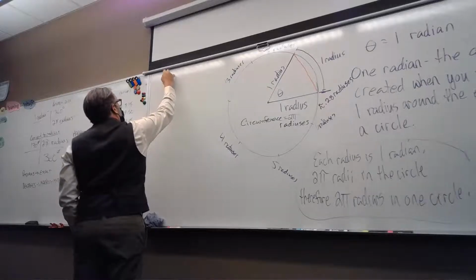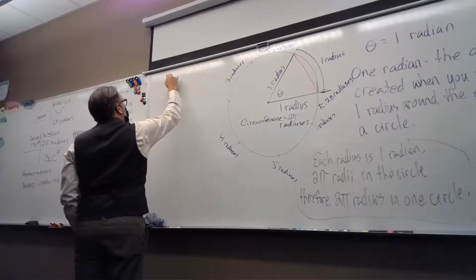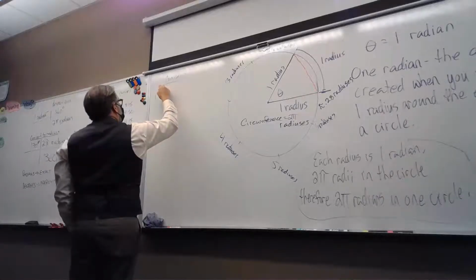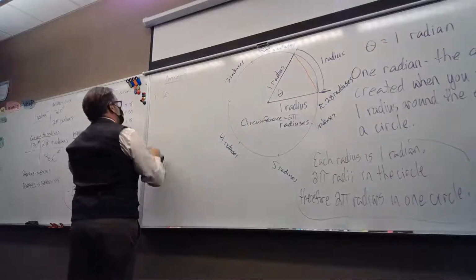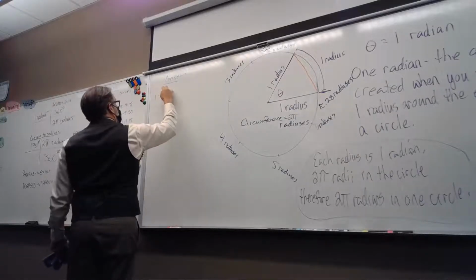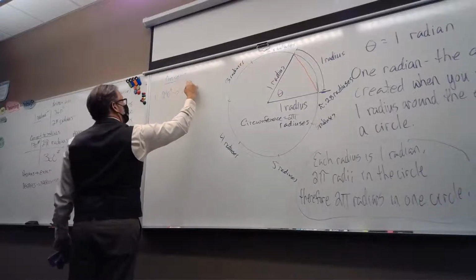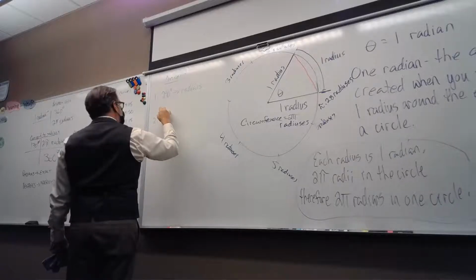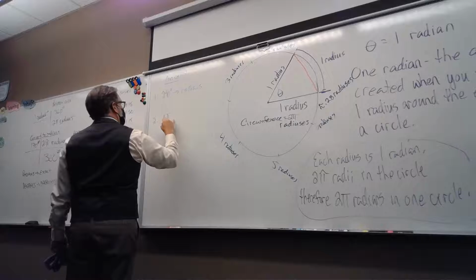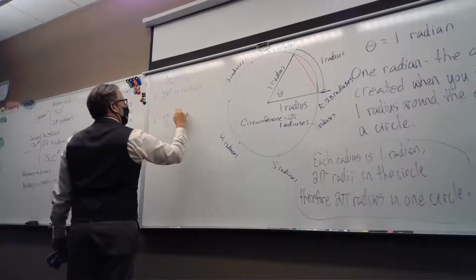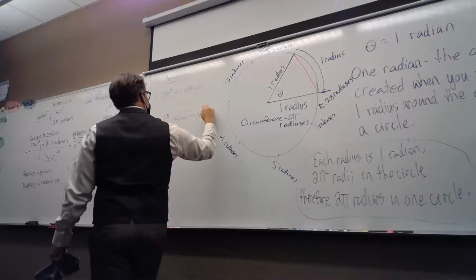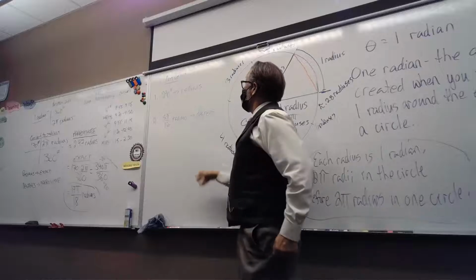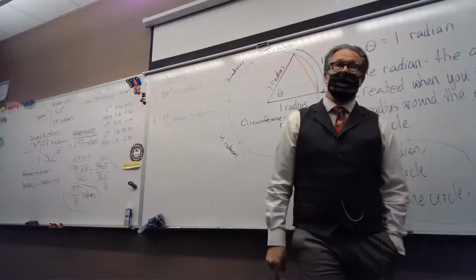Convert: 1. 290 degrees to radians. And 5 pi over 12 radians to degrees. I want you to use a bridge. I want the radians exact. The degrees can be approximate if necessary.